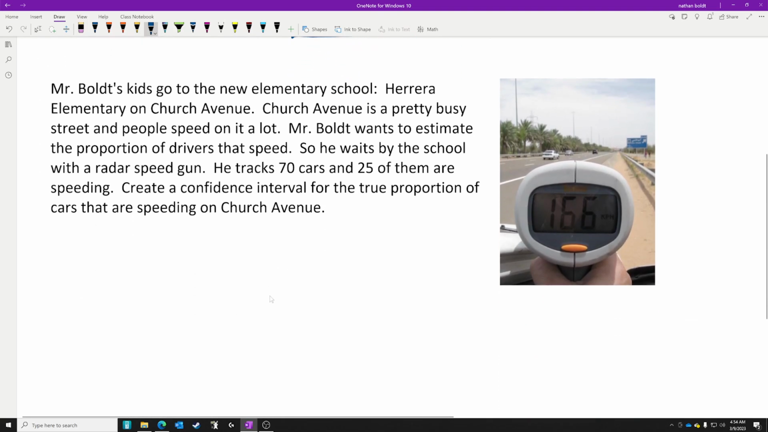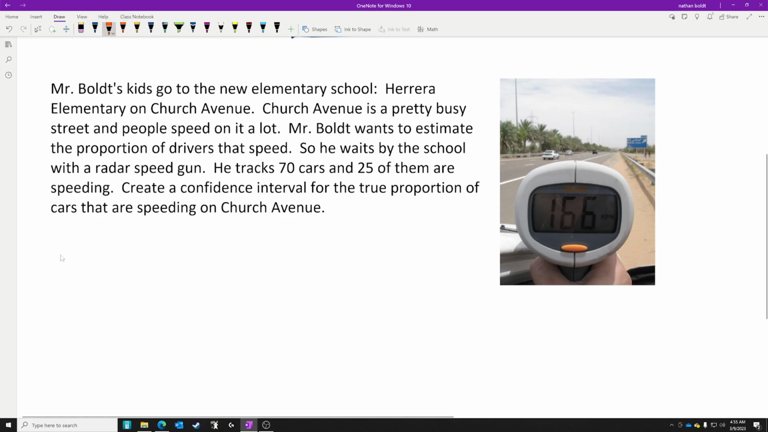So here's my scenario. Mr. Bolt's kids go to the new elementary school, Hedetta Elementary on Church Avenue. Church Avenue is a pretty busy street, though, and people speed a lot. Bolt's getting tired of this, so I want to estimate the proportion of drivers that are actually speeding. So I wait by the school with my radar gun. There it is. All right, and I track 70 cars. 25 of them are speeding. Create a confidence interval for the true proportion of cars that are speeding on Church Avenue.